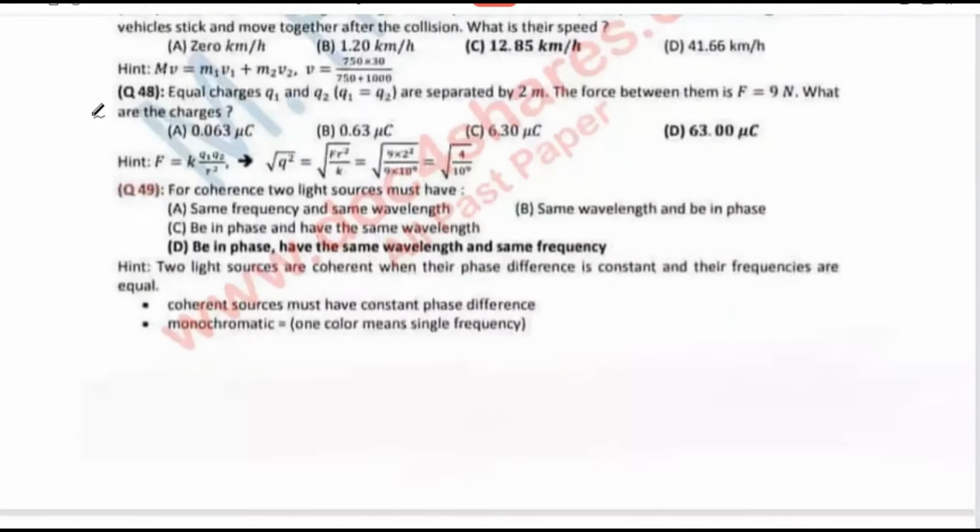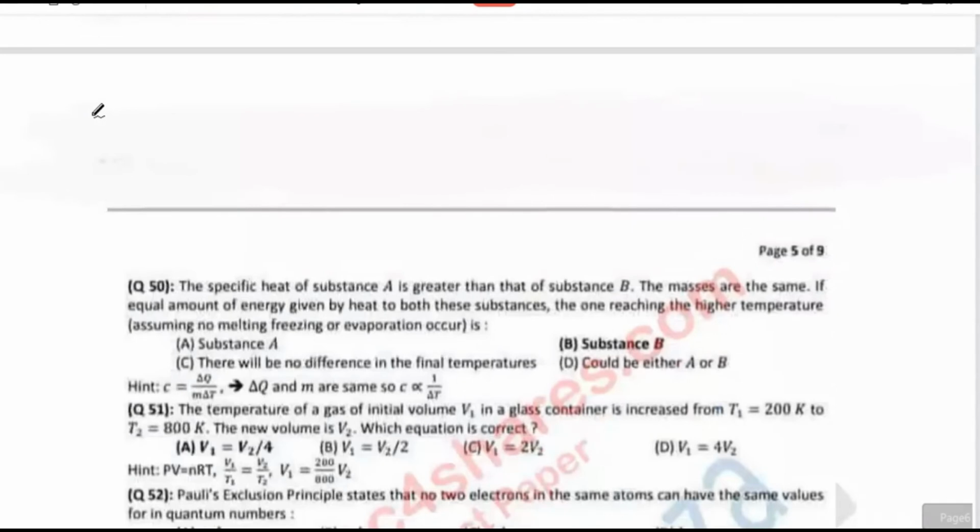So the 50th MCQ: the specific heat of substance A is greater than that of substance B. The masses are the same. If an equal amount of energy is given by heat to both these substances, the one reaching the higher temperature, assuming no melting, freezing, or evaporation occurs, is, so the answer is substance B.